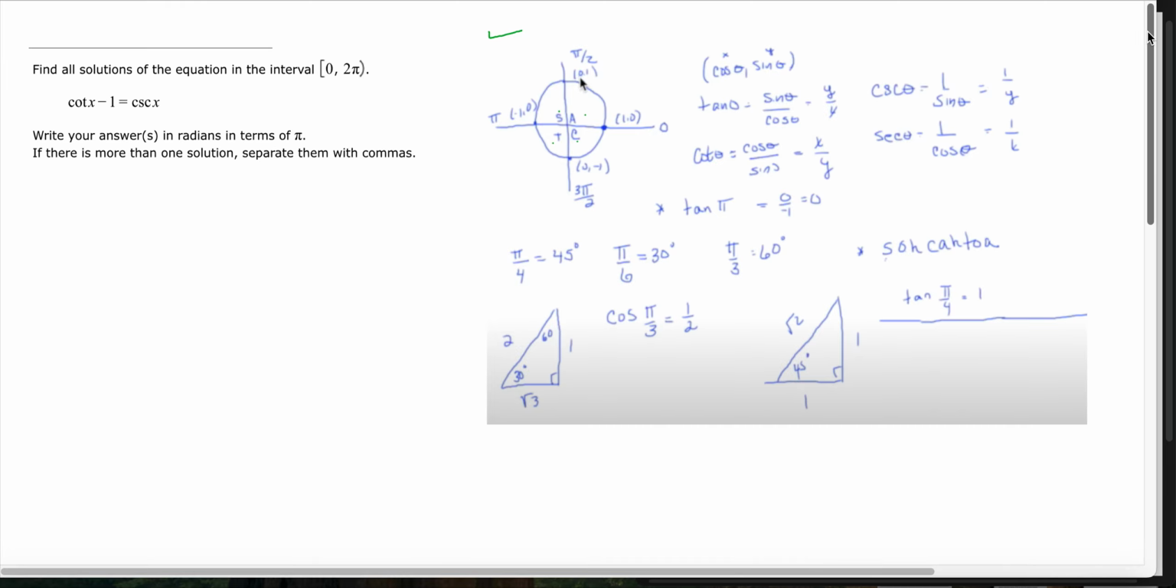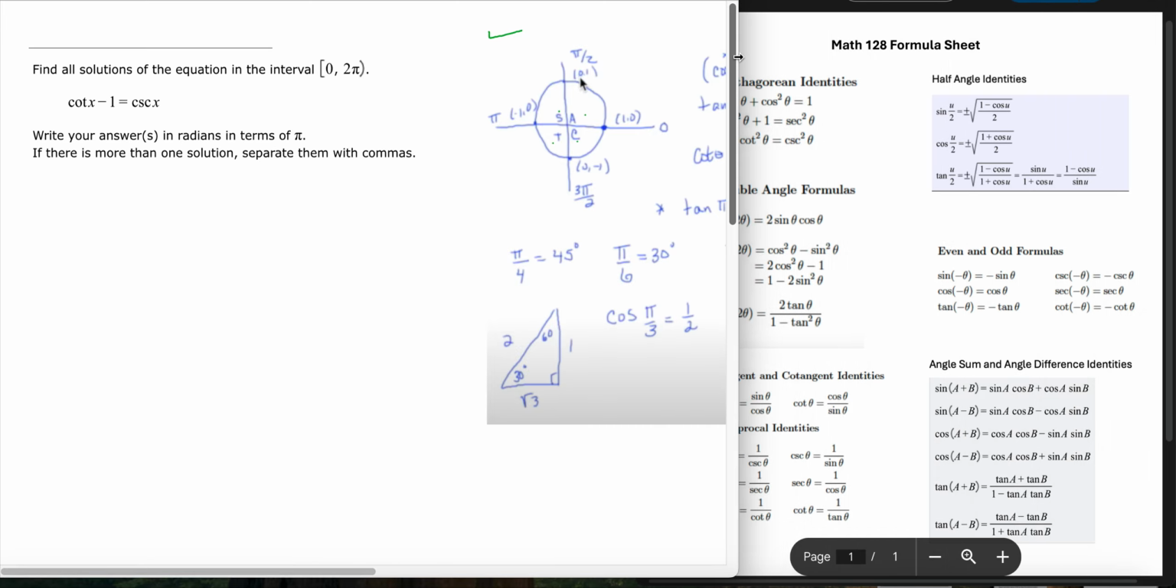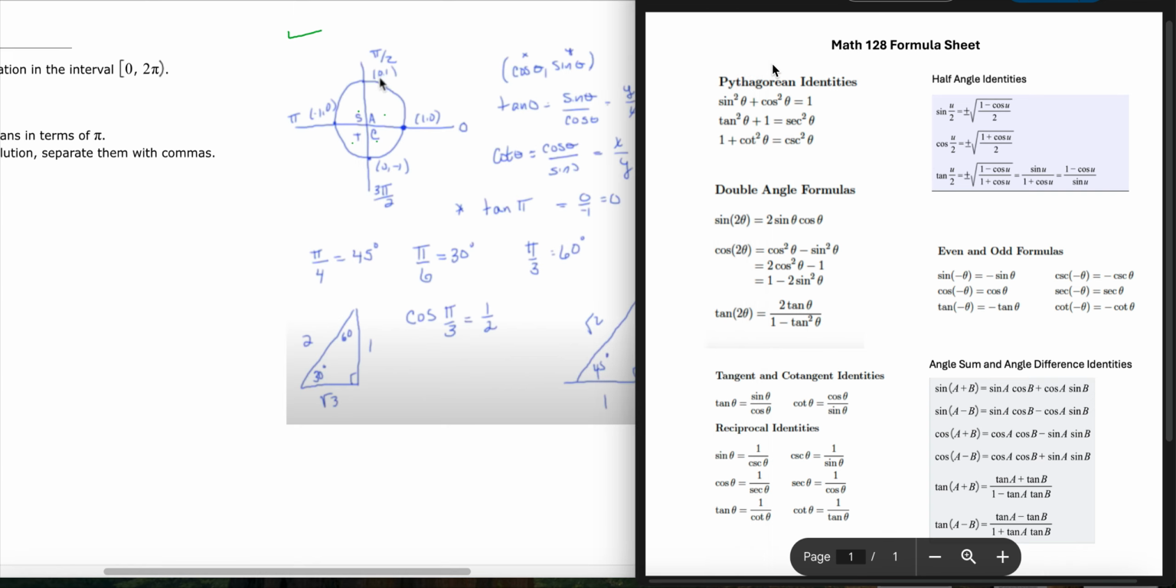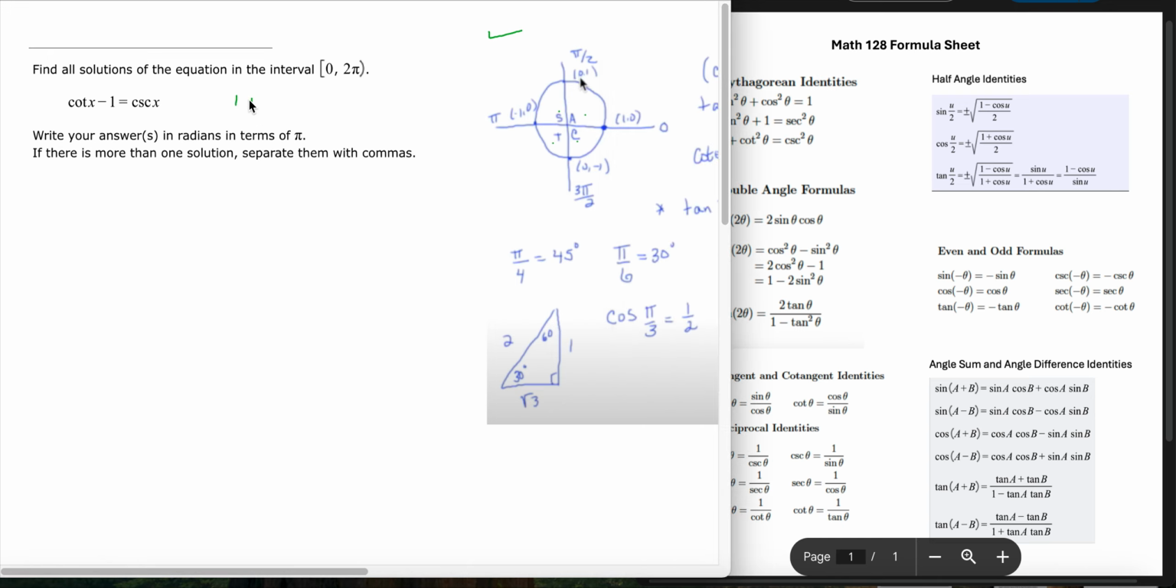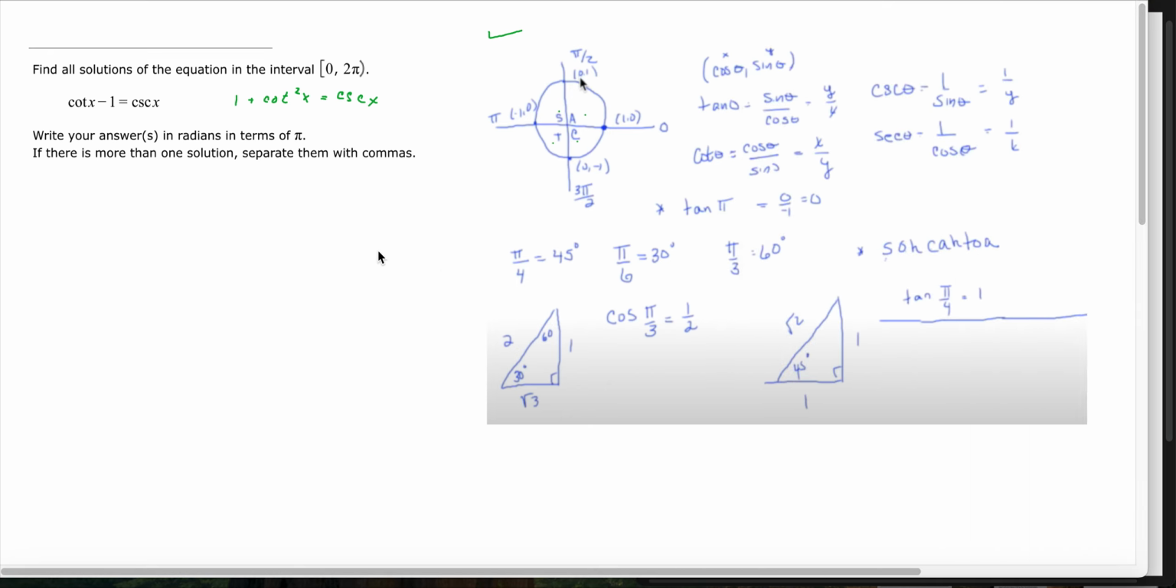The other thing that I would be thinking about, as I've got my formula sheet right here, is how are cotangent and cosecant related? So if I look at these Pythagorean identities right here, we know that 1 plus cotangent squared x is equal to cosecant squared x, right? That is one of the Pythagorean identities. And so I can use that to help me solve this equation.